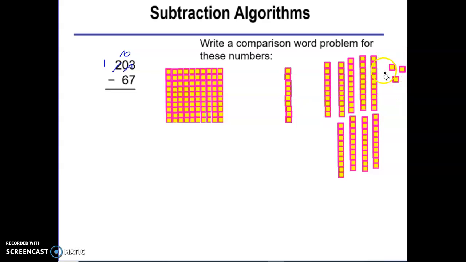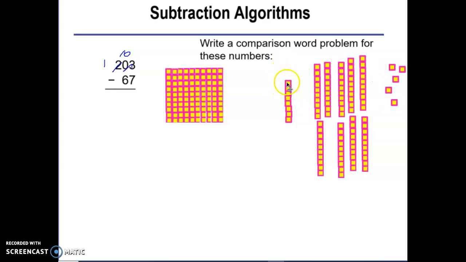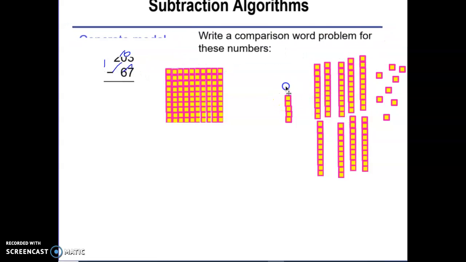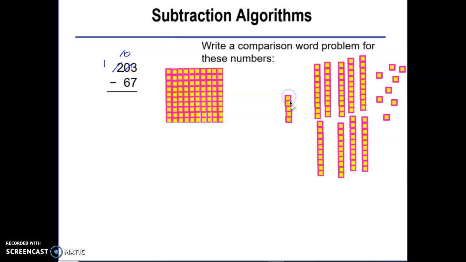I have 3 tinies and I need to remove 7. So now I can take away one of my rods and I can split it into 10 tinies. So let me move some of these out of the way. 1, 2, 3, 4, 5, 6, 7, 8, 9, 10. Okay, so let's write over here on our word problem what happened.